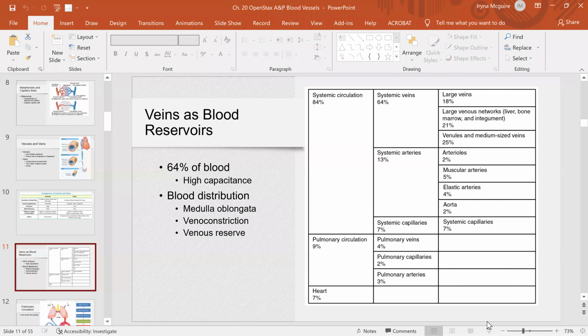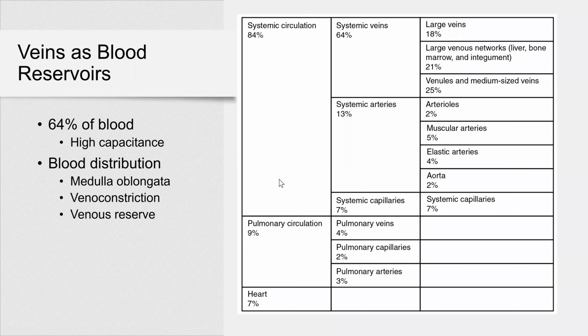Okay, sorry. So we have 84% in the systemic circulation, about 9% in pulmonary circulation. So you have blood in the systemic veins, systemic arteries, systemic capillaries, right? So you can see these numbers. You don't need to really memorize them, but we can say that we have more blood within your systemic veins compared to systemic arteries. And you will have in pulmonary circulation the same.